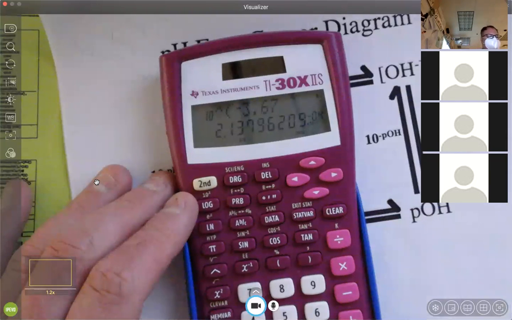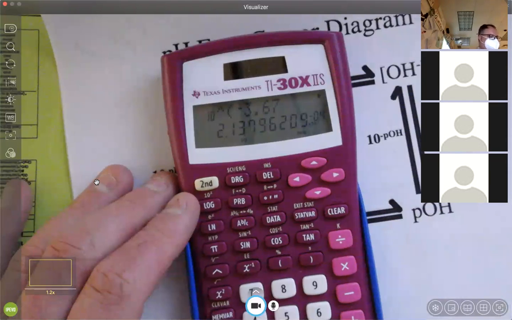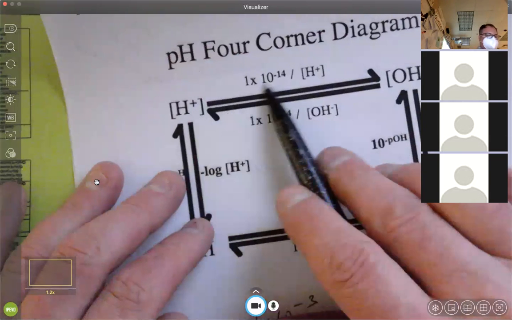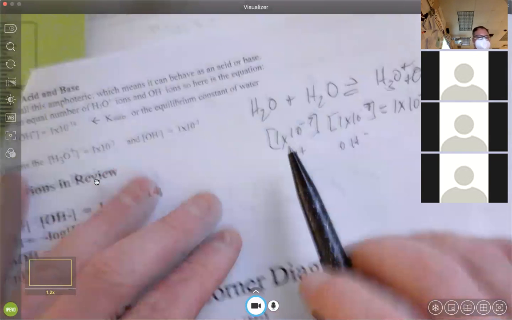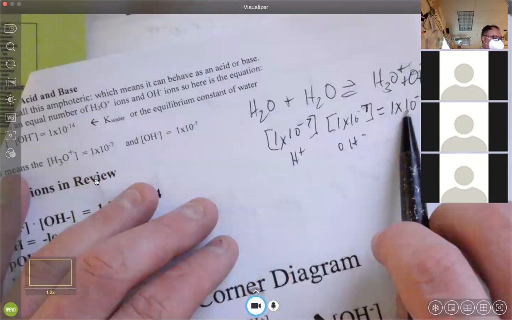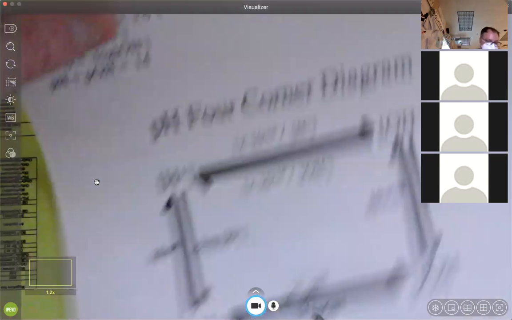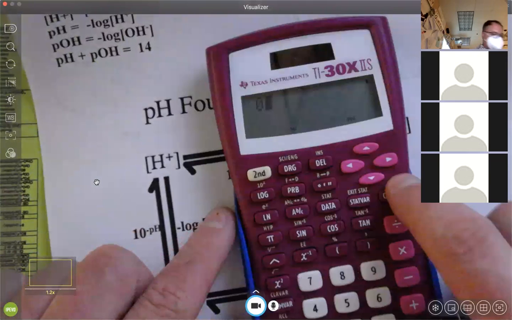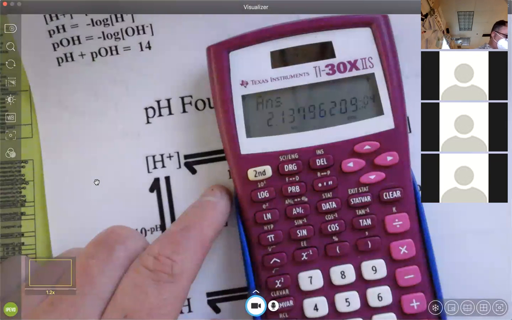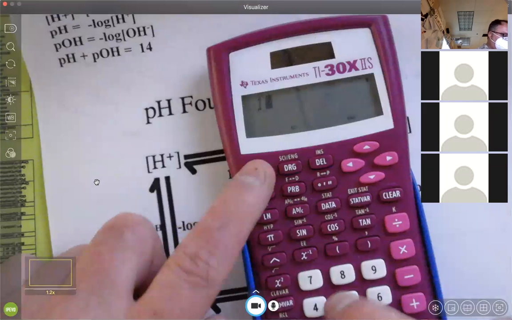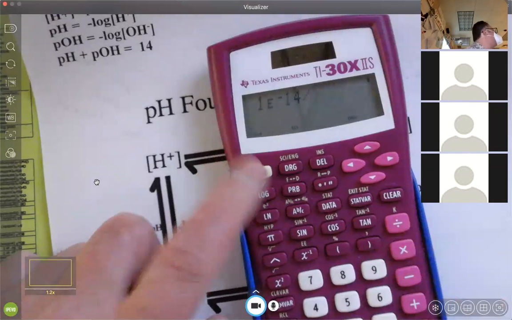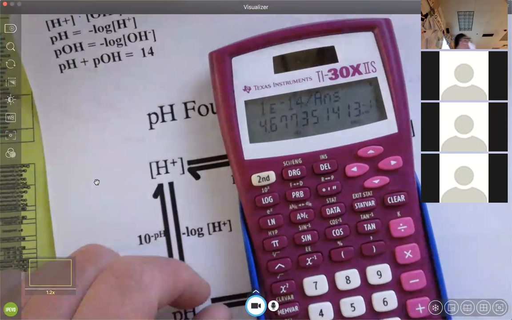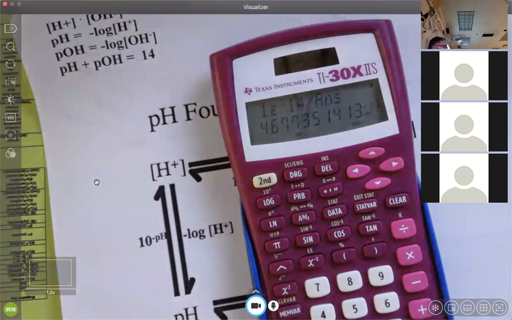Now, how do I find the hydroxide ion concentration of that? Nope. 1 times 10 to the negative 14 divided by that. I use the water constant because this times this equals 1 times 10 to the negative 14th, right? So I take 1 times 10 to the negative 14th divided by the number I just got. Boom. There is the hydroxide ion concentration. 4.68 times 10 to the negative 11. That is the OH concentration.